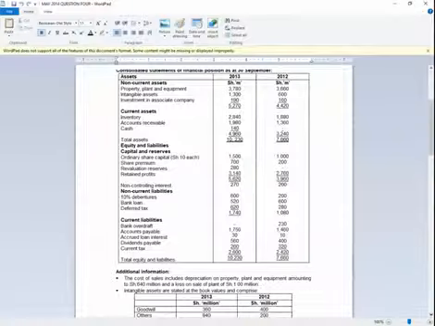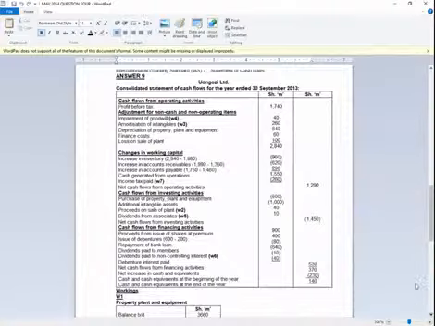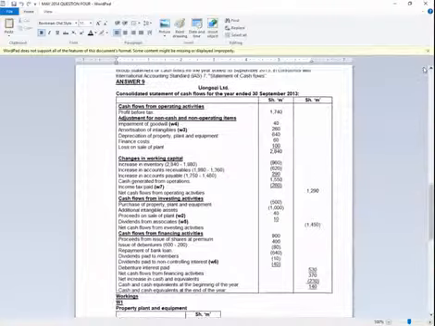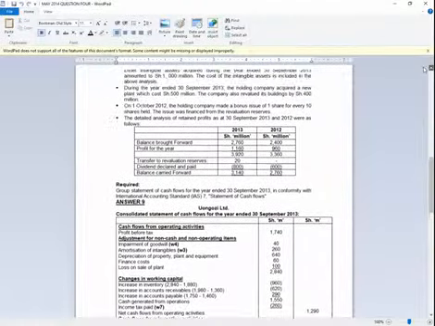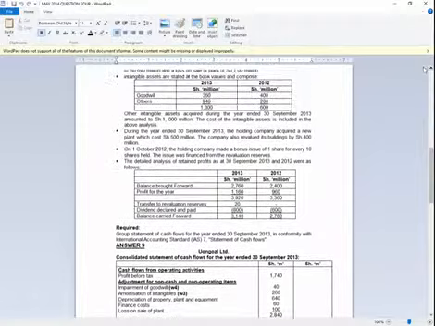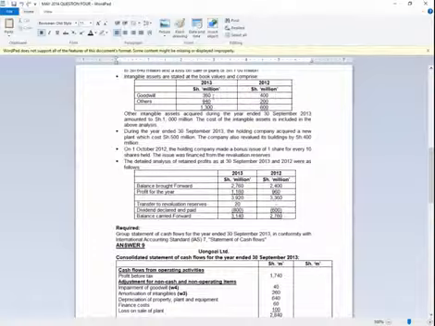Intangible assets are stated as follows. I can see goodwill, right? In 2012, it was 400. In 2013 it was 360. Some loss there.